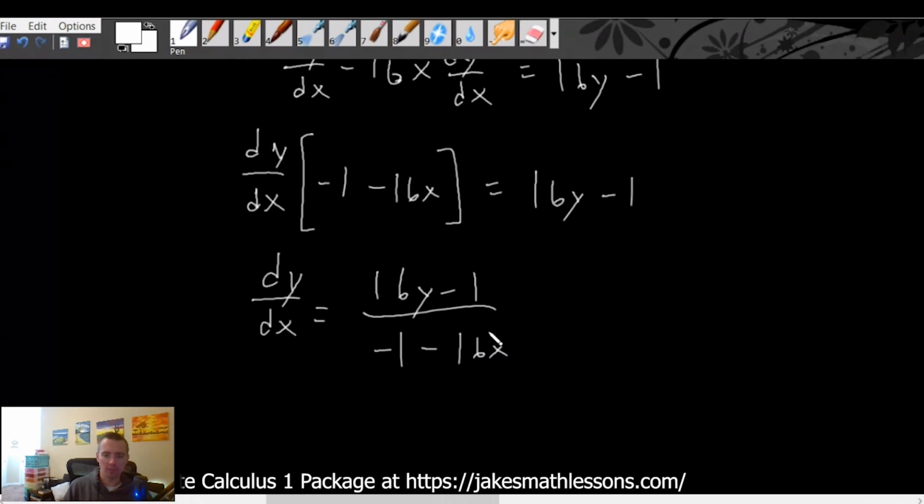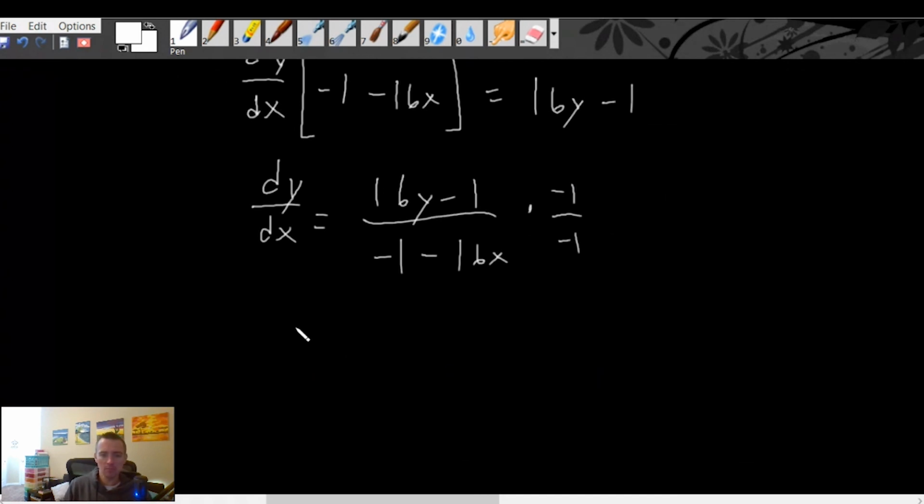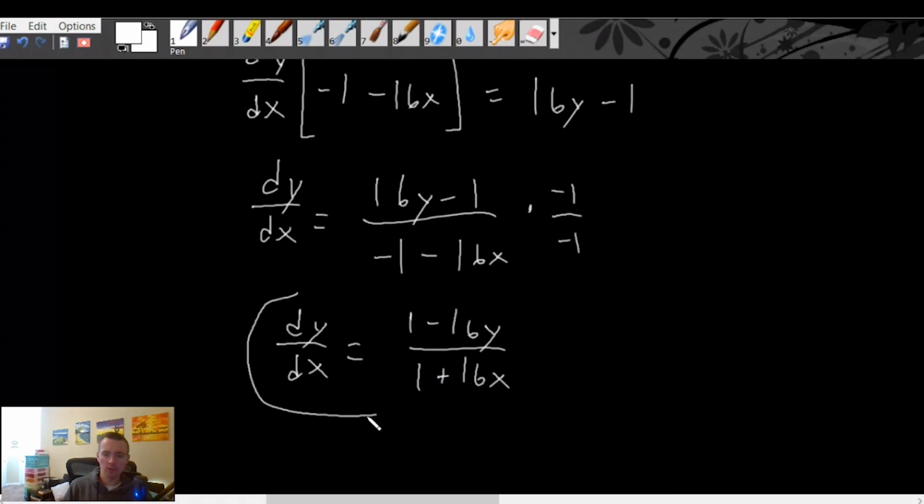I mean, we could simplify this a bit if we multiply the top and the bottom by negative 1, just so that there's less negative signs. Negative 1 divided by negative 1 is just 1. So it's not going to change the value to multiply the top and the bottom by negative 1. So doing that is just going to give us dy/dx equals 1 minus 16y over 1 plus 16x. So that's really it. There isn't going to be any more simplifying we could do there, and that solves for dy/dx.